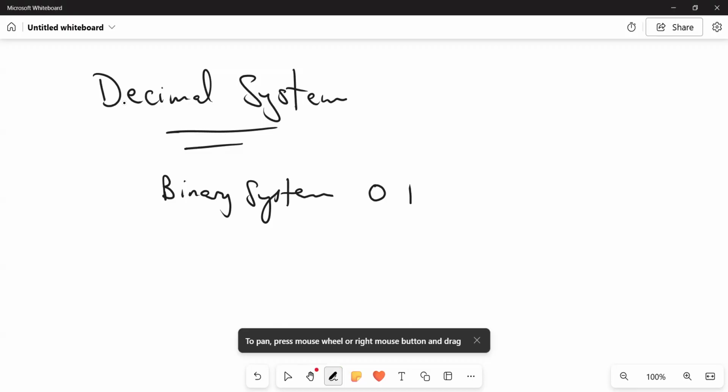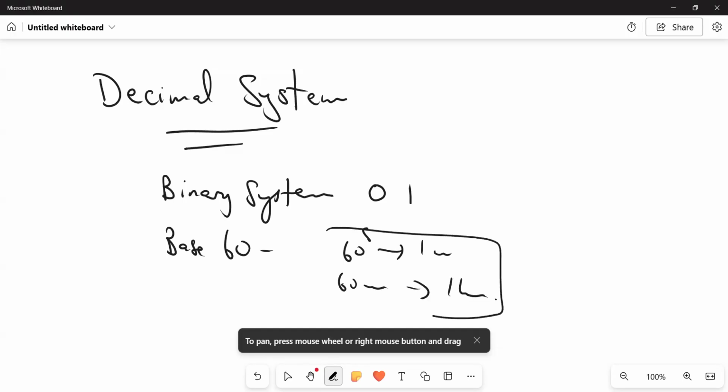Long ago, they had some other systems like the Babylonians. They had a system, you all know about the base 60 system, where they used to have 60 seconds make 1 minute, 60 minutes make 1 hour. That's really a base 60 system. When they use it to measure angles, they'll say 60 seconds make 1 minute and 60 minutes make 1 degree.